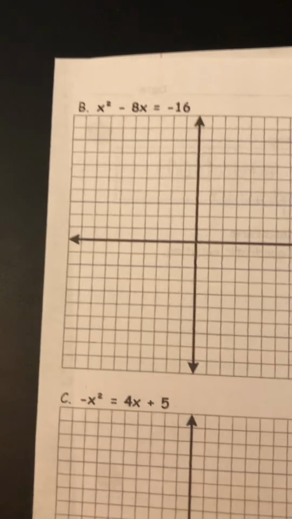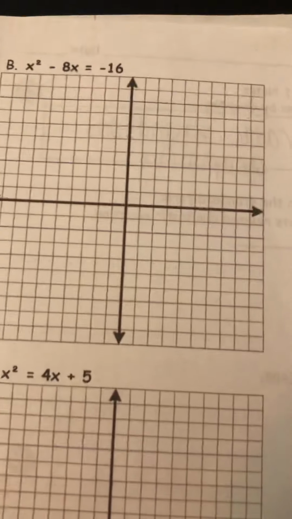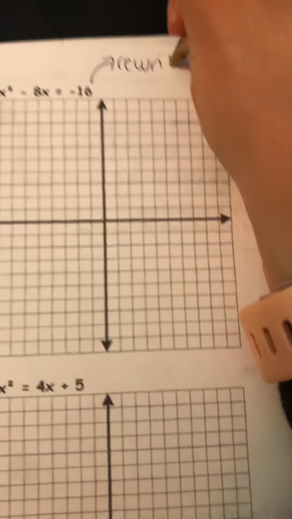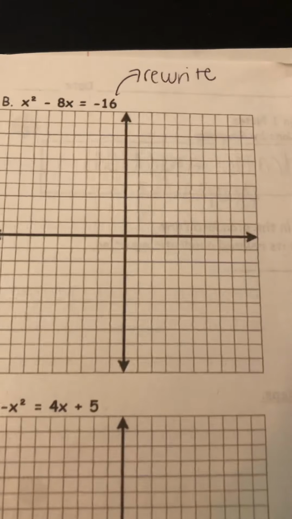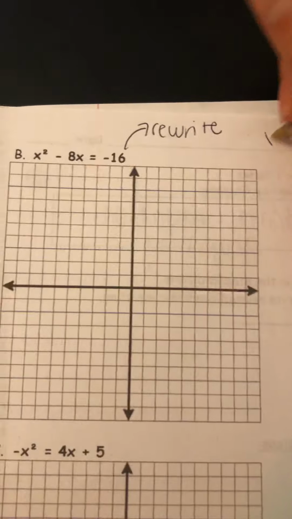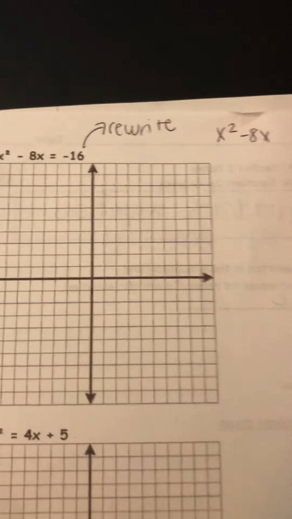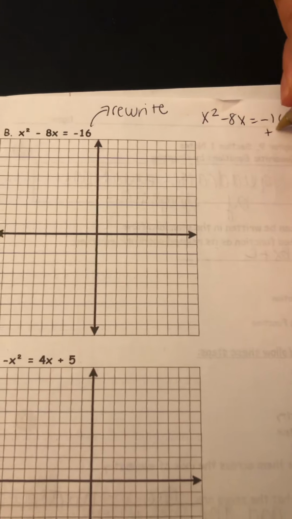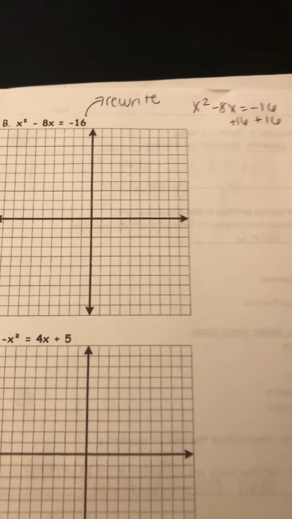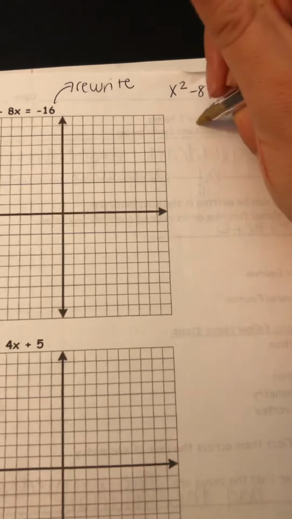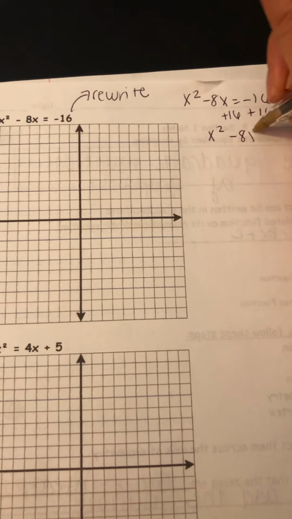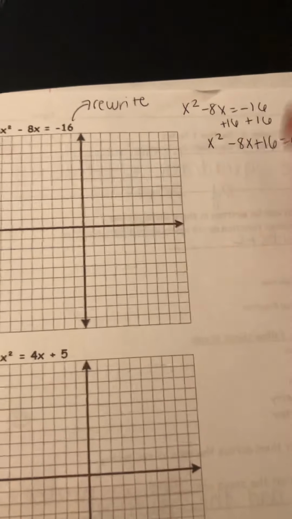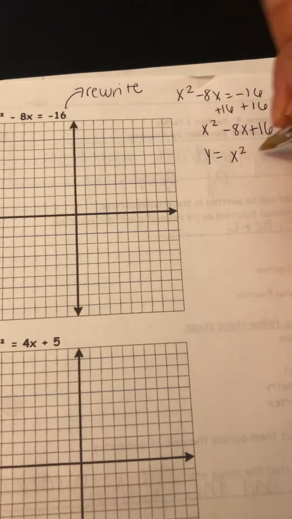Okay, letter B. I have x squared minus 8x is equal to -16. And I need to rewrite right away because this is not equal to 0. So I need to get it equal to 0 first and then replace the 0 with y. So I have x squared minus 8x plus 16 equals 0. And then I'm going to replace the 0 with y.